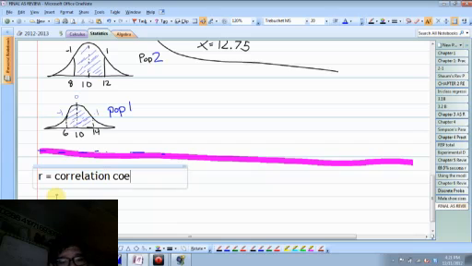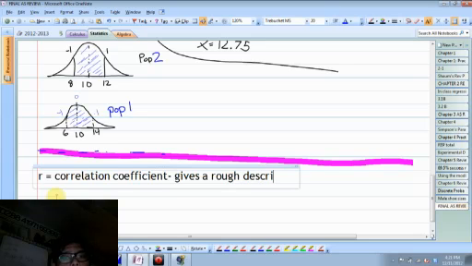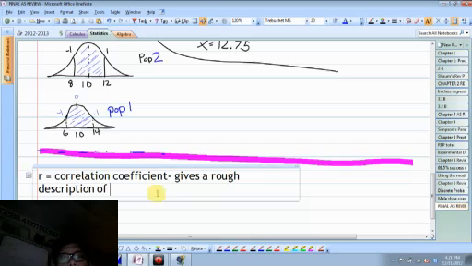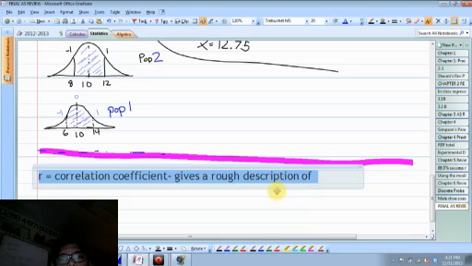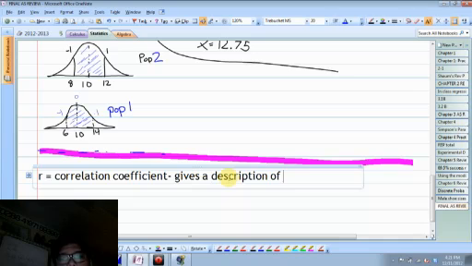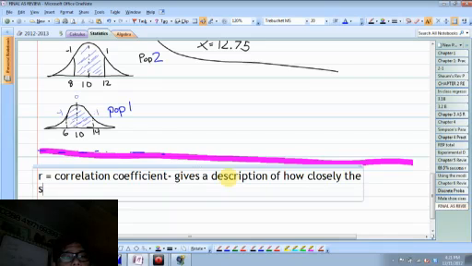It gives us correlation. It gives a description of how closely the scatter is clustered.